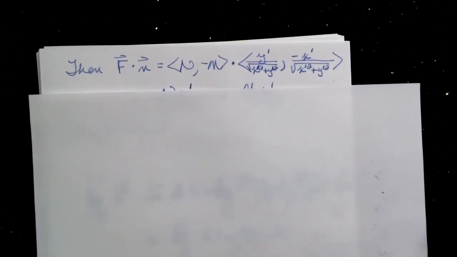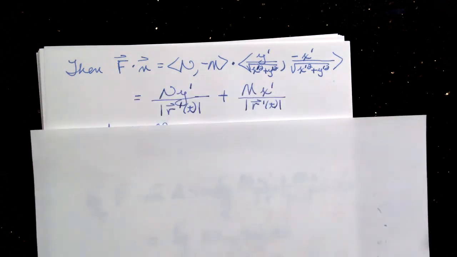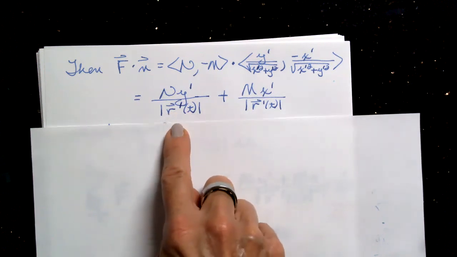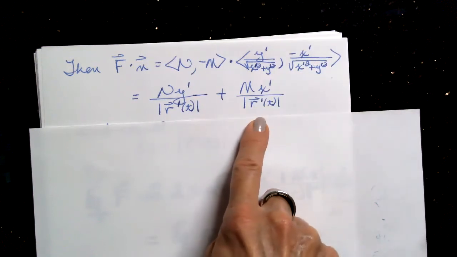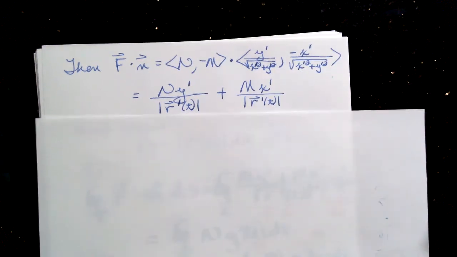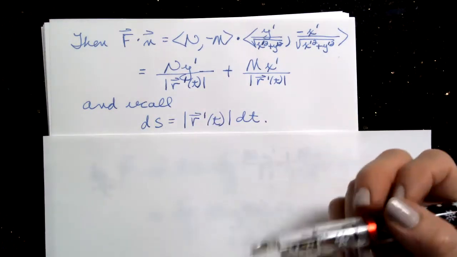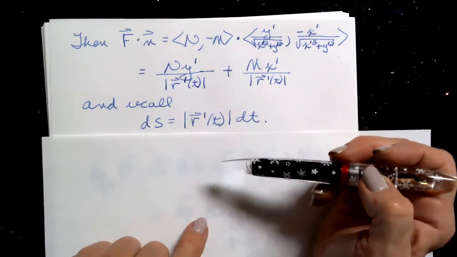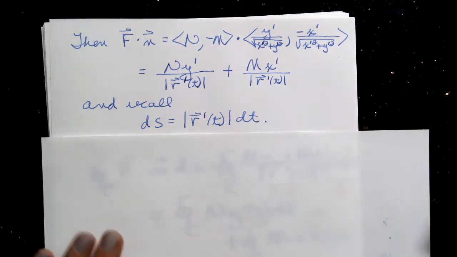Now let's look for a minute at what is F dot n. So here's F, here's my normal vector n. Take the dot product. That gives me n y prime over the length of r prime plus m x prime, because the two negatives cancel, divided by the length of r prime. Okay. And remember that ds, as we derived much earlier in the semester, is the length of r prime of t dt.